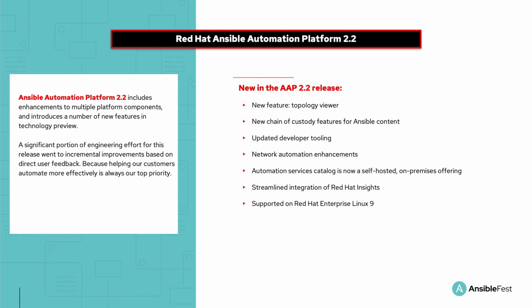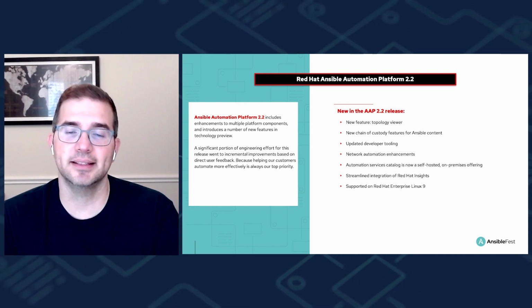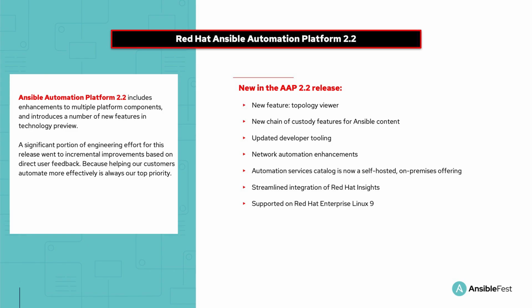AAP2 introduces new components to the platform. To just name a few, like the topology viewer, where you can now have a graphical view of what your architecture looks like right from the Ansible Automation Platform 2 dashboard. We have a new chain of custody feature for Ansible content. The goal here is to provide end-to-end content signing and distribution. We also have Automation Services Catalog on-premise, something new that we haven't had before. And all of this is supported on RHEL 8 as well as RHEL 9.